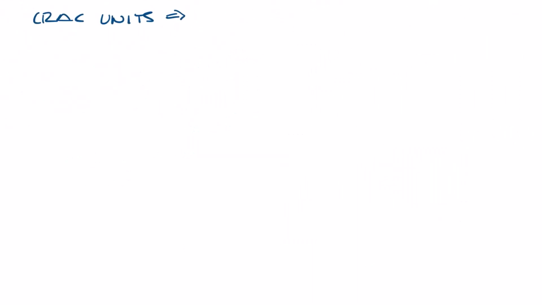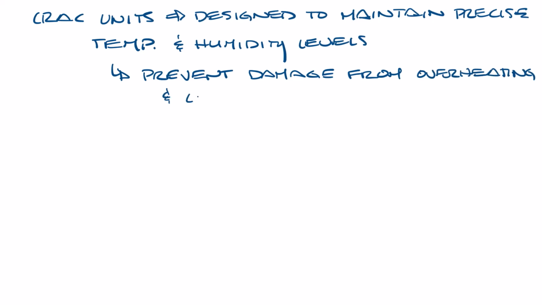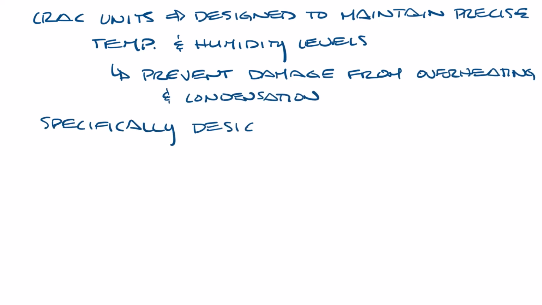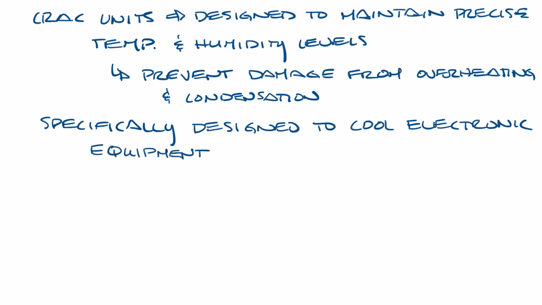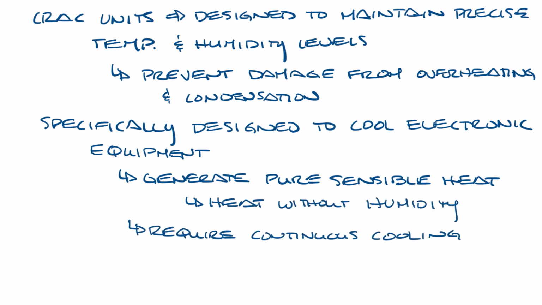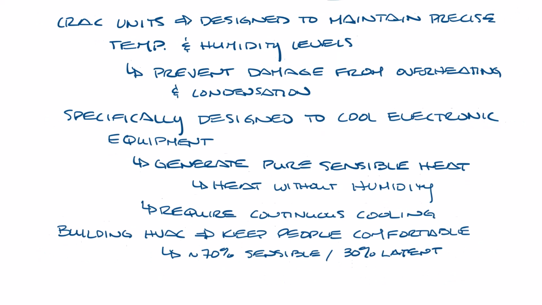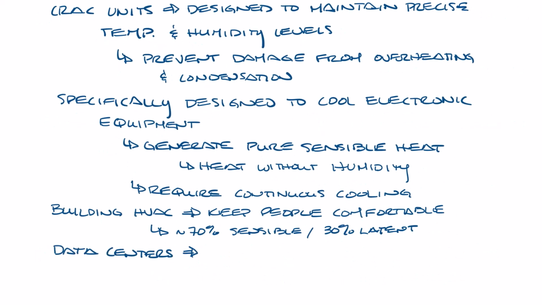Unlike regular air conditioners, CRAC units are designed to maintain very precise temperature and humidity levels to prevent equipment damage from overheating or condensation. CRAC units are designed specifically to cool electronic equipment. Electronics generate pure sensible heat, that's heat without humidity, and they require continuous cooling. Built-in HVAC systems are designed to keep people comfortable. Around 70% of the cooling load is considered sensible heat, and the remaining 30% is latent heat. By contrast, in a data center, the CRAC units handle 85% or higher sensible load.